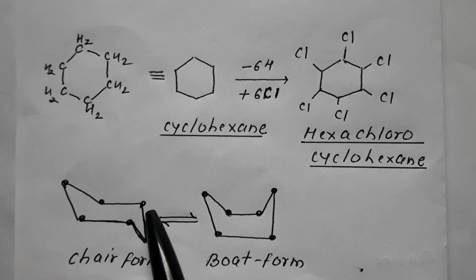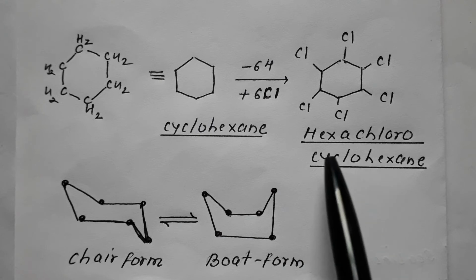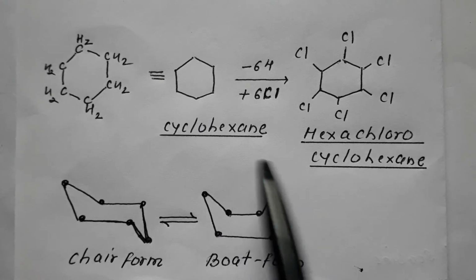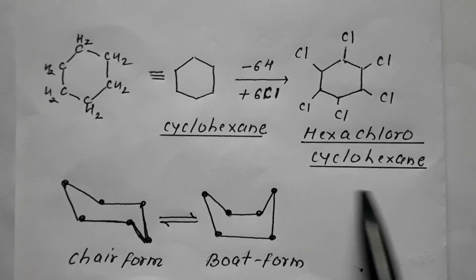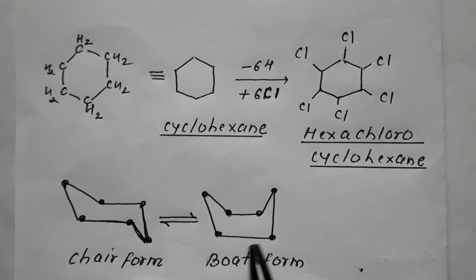So it is 4 carbons in the plane, 1 above the plane, the other below the plane, that is opposite sides of the plane: chair form. 4 in the plane, 2 non-planar but on the same side: boat form. So these are the two conformations of cyclohexane. Since hexachlorocyclohexane is a derivative of cyclohexane, it exhibits the same property, exhibiting the structure somewhat like this, the chair and the boat form.